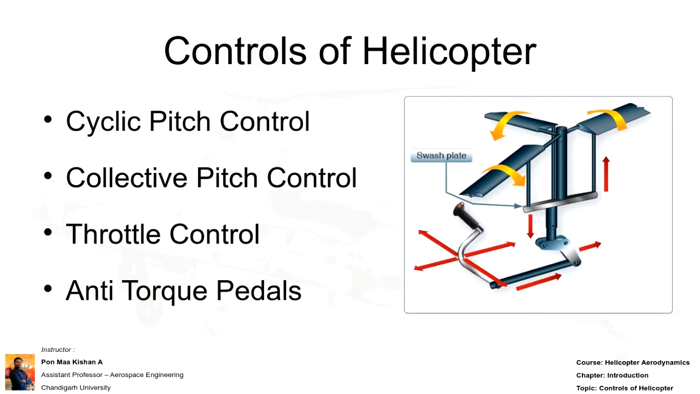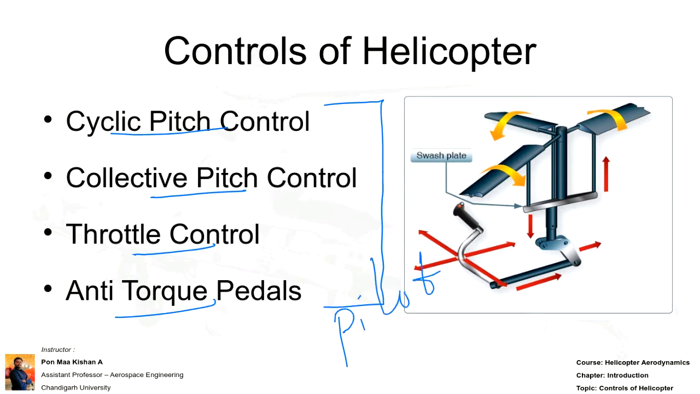We have 4 types of control here. The first one is cyclic pitch control, the second is collective pitch control, the third is throttle control, and the fourth is anti-torque pedals. The control system is entirely different from an aircraft. We will see how the helicopter is controlled using these 4 types of control systems. All the controls will be located in the pilot's cockpit itself.